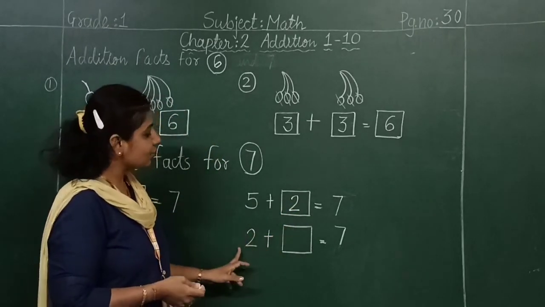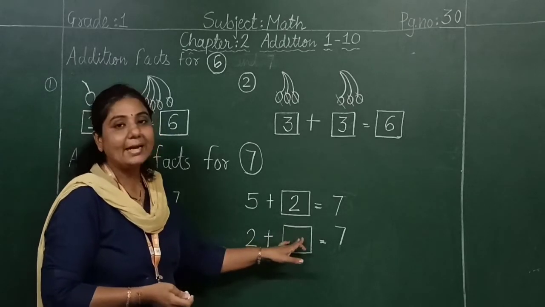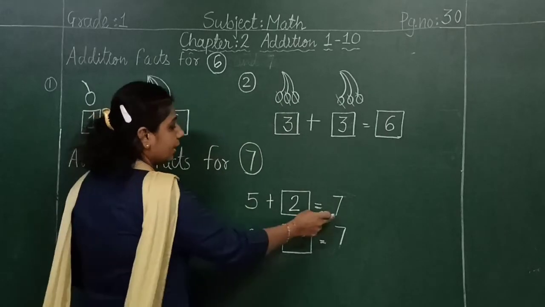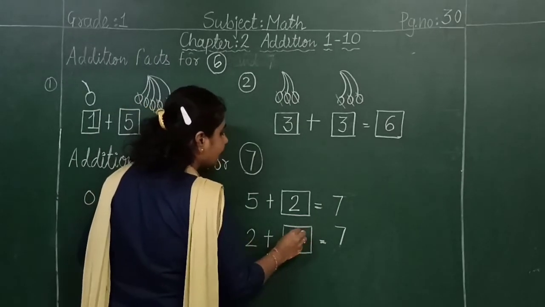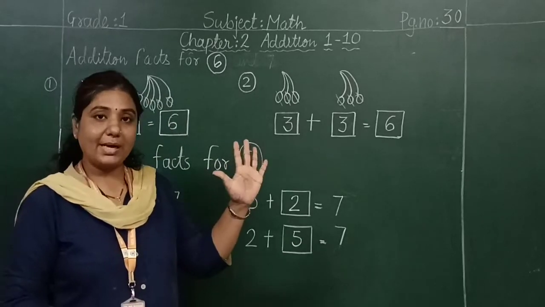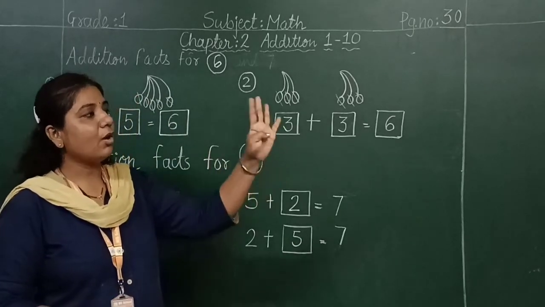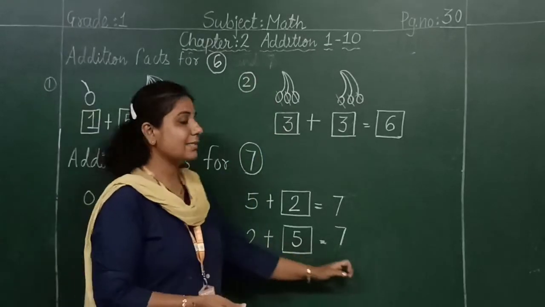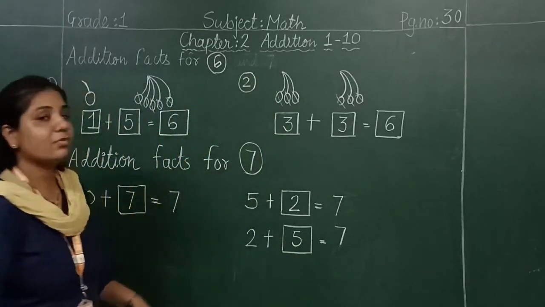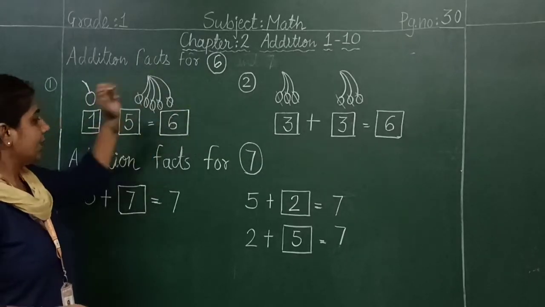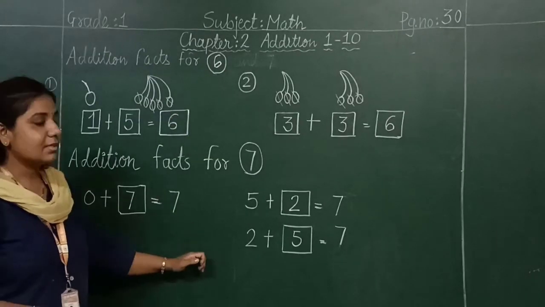Vice versa, 2 plus. Agar hum 5 karenge, so answer will remain also 7. Here also 7. 2 plus 5. 2 after, we will count like this. 2 after 3, 4, 5, 6, 7. So what is your answer? 7 only. 2 plus 5, 7. So this is the addition facts for 6 and this is the addition facts for 7.